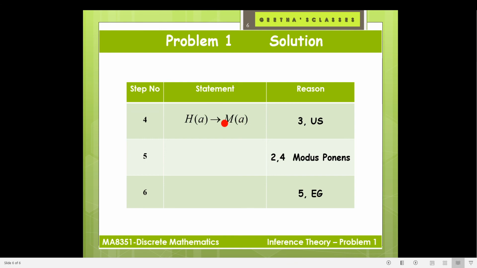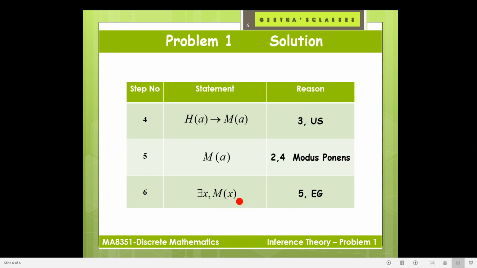Now you combine steps 2 and 4. What is step 2? We have taken H of a. So H of a and H of a get cancelled, and your answer is M of a. That is modus ponens. This is not universal modus ponens, it is normal modus ponens. We just cancel H of a and write M of a.